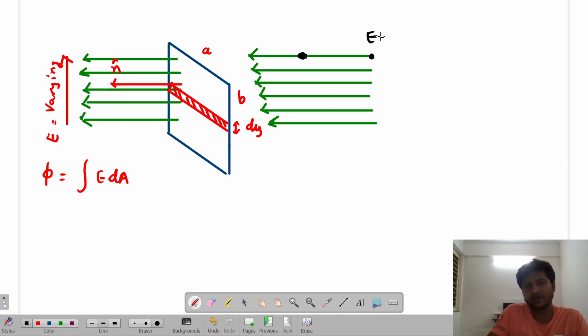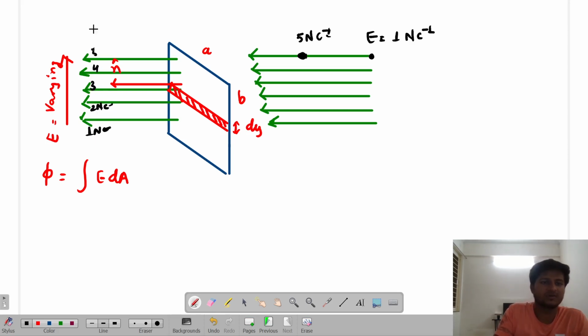Let's suppose here the electric field was 1 Newton per coulomb, and here it is 5 Newton per coulomb. And here it is varying like 1 Newton per coulomb, 2 Newton per coulomb. Here it is 3 Newton per coulomb, here it is 4, here it is 5. It's varying vertically, and one thing can vary horizontally, isn't it?